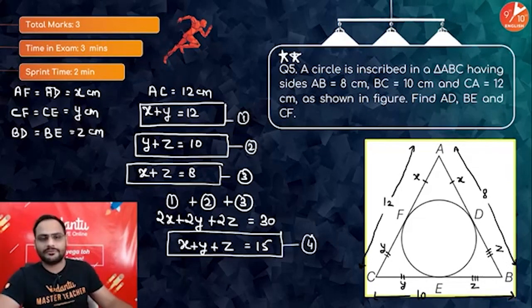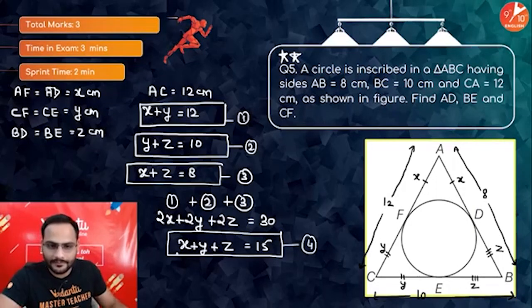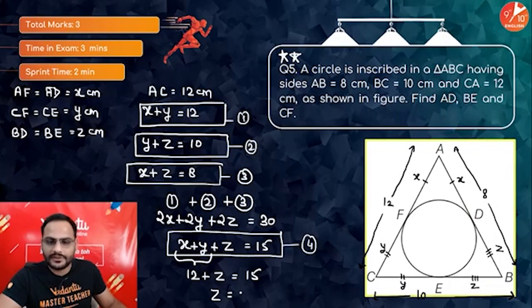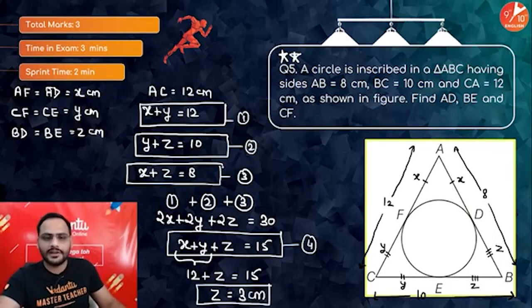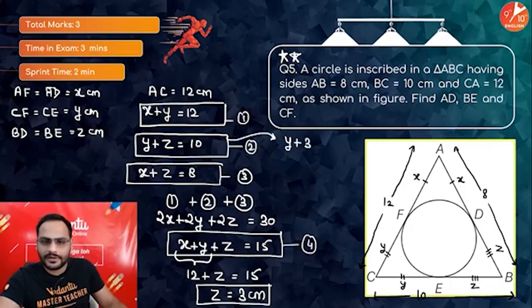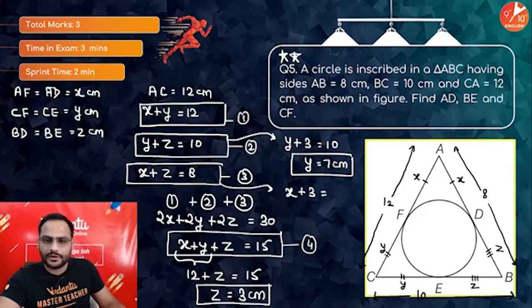Now in this equation number 4, beta, we know x plus y is 12. So this x plus y, if I replace it as 12, plus z is equal to 15, you get z is equal to 15 minus 12, 3 centimeters. Z is 3, we have got z, put z equal to 3 in both second and third equation. So y plus 3 is equal to 10, you will get y is equal to 7 centimeters. And here in this equation, x plus 3 is equal to 8, you will get x is equal to 5 centimeters.